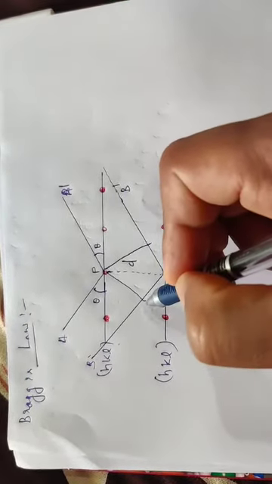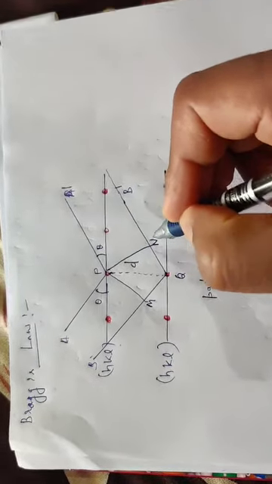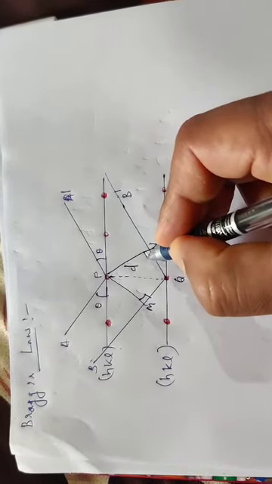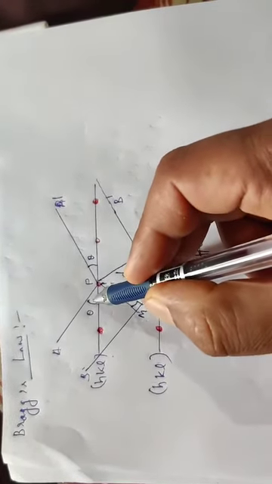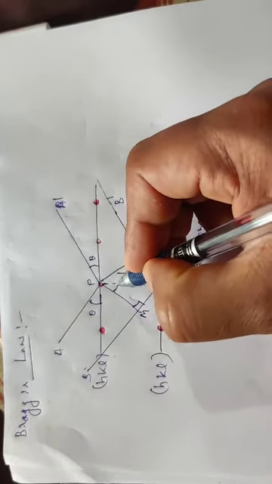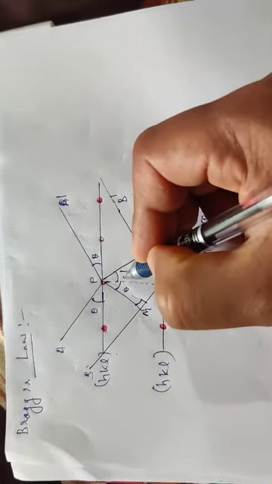So this is PM, this is P, this is N, this is the perpendicular we have drawn. Since this is theta glancing angle, this will also be theta, and this will be theta.